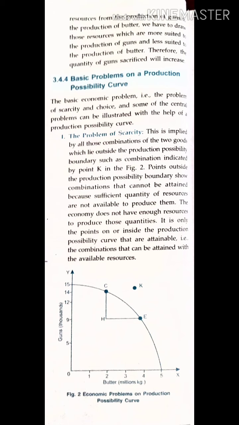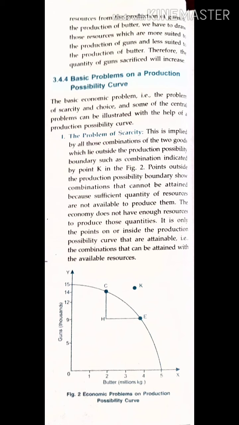Now this point K outside the production possibility boundary shows a combination that cannot be attained because sufficient quantity of resources are not available to produce them. That we have already studied, that whatever resources we have, that is limited in number. Suppose if I want to increase my production, then what will be the condition? That is not possible. That is, if I want my production to achieve K, that is not possible.